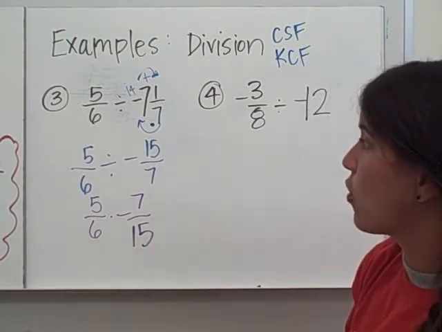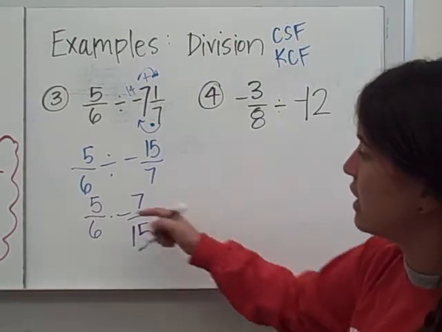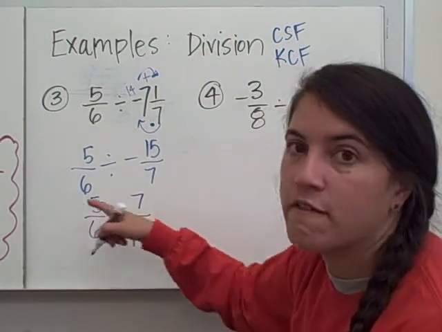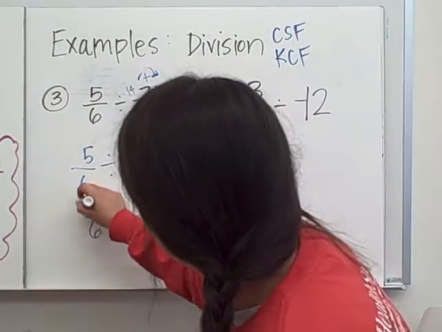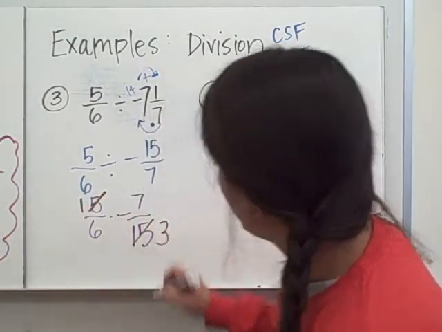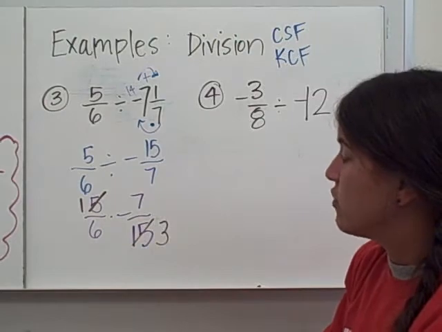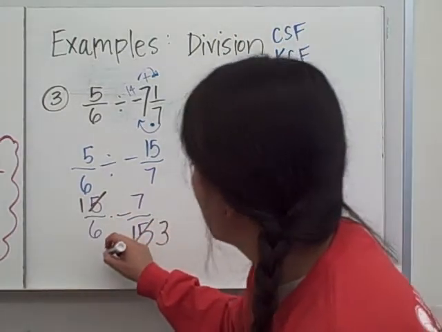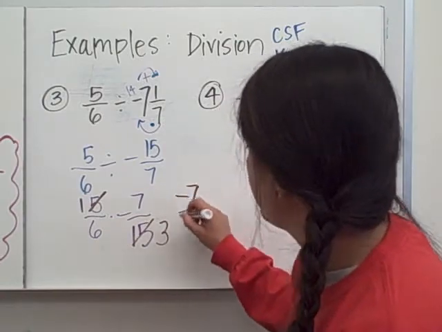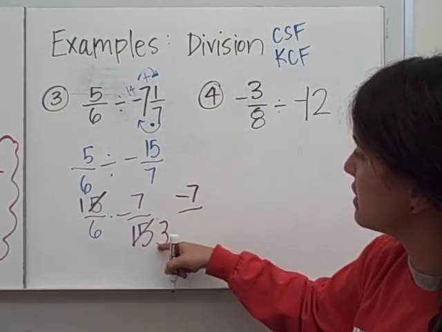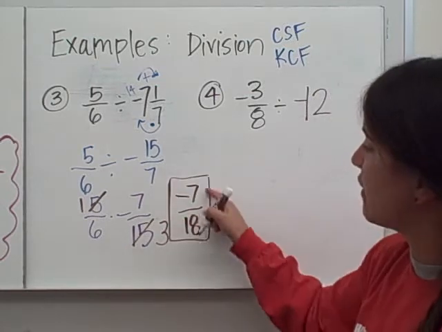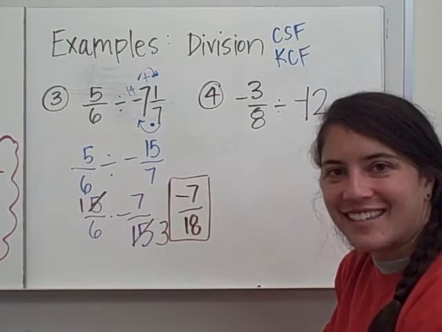Now I'm going to look for cross simplifying and what will go into 5 and 15. 5 will go into 5 one time. 5 will go into 15 3. So now I can multiply. 1 and negative 7 is negative 7. 3 and 6 is 18. And negative 7 over 18 is my answer.